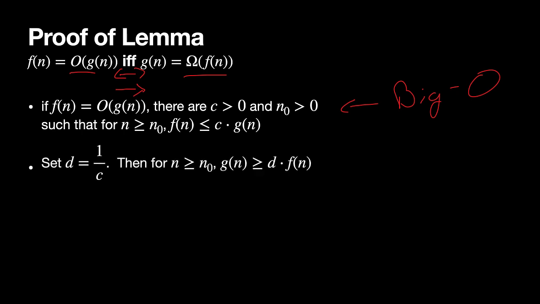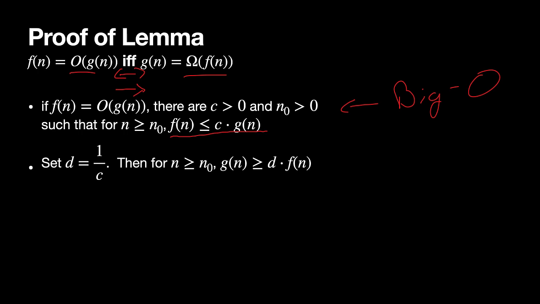And then we're going to do a little bit of algebraic manipulation. So we're going to pick a constant d that's equivalent to 1 over c. And so working off of our big O definition, we know that for f to be in big O of g, this relationship holds true every place past our start point. We know that the function f is below some constant times the function g at all points.